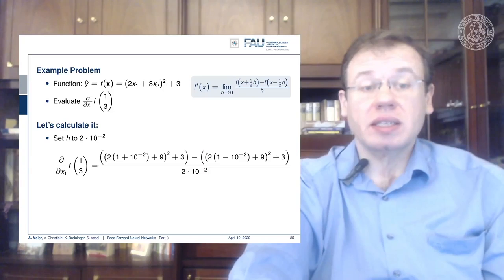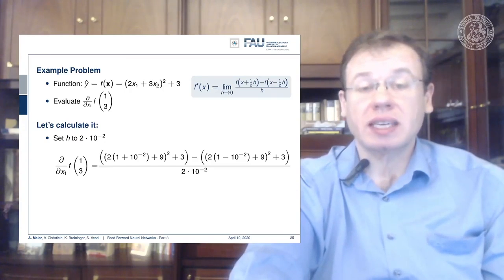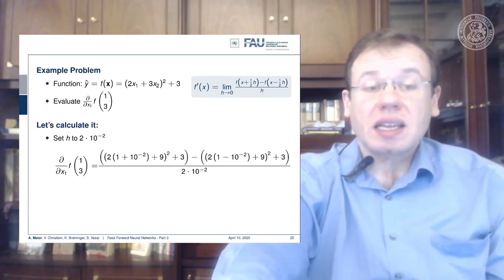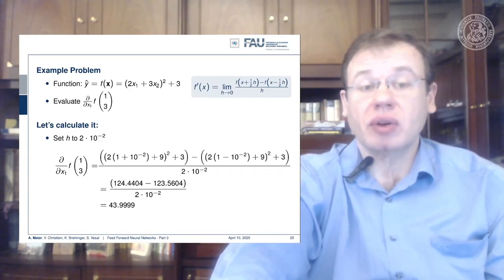You can see that here in this row, so this is going to be (2 times (1 plus half of our h) plus 9)^2 plus 3. And of course we also have to subtract our small value in the second term, and we divide by the small value as well. So this then lets us compute the following numbers. We will end up with approximately 124.4404 minus 123.5604, and this will be approximately 43.999.